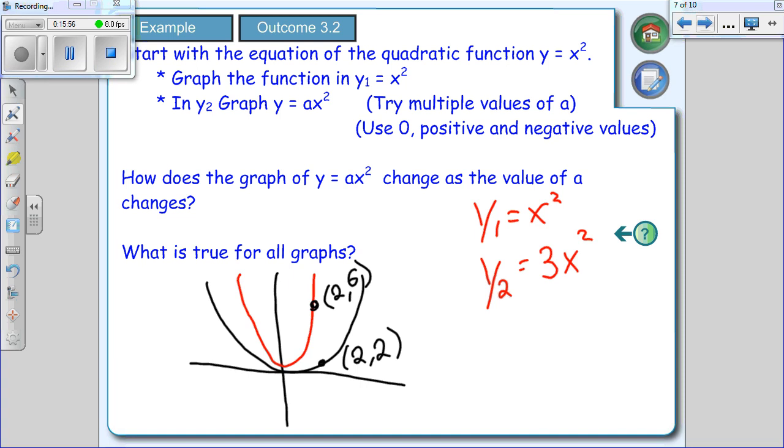I just made it up. I just picked a point on our original graph. 2, 2 is not a point on that graph.